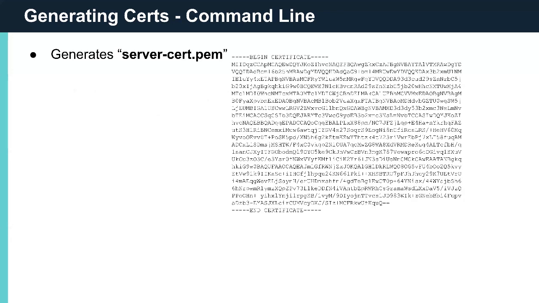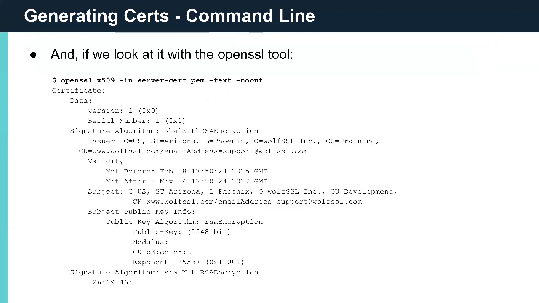If that all works correctly, we'll end up with a new server certificate file that looks like you would expect, in base64 encoded PEM format. We could look at that file using the command that we showed before, x509 -text, and see that it looks correct.